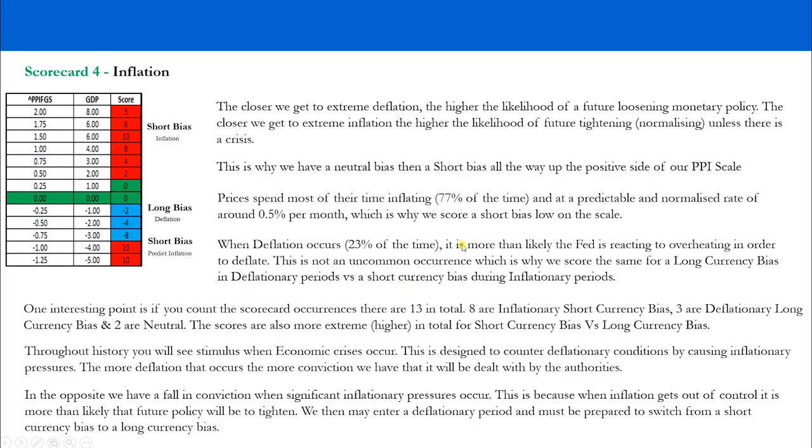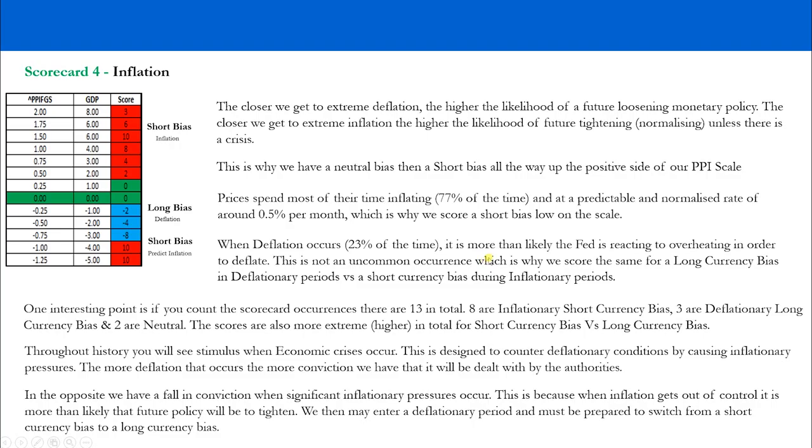One interesting point to note, if you count the scorecard, there's 13 in total in terms of occurrences. 8 of them are inflationary short currency bias, 3 of them are deflationary long currency bias, and 2 of them are neutral. And the scores themselves are more extreme, so higher in total for short currency bias versus long currency bias. So there's absolute higher values and more of them.